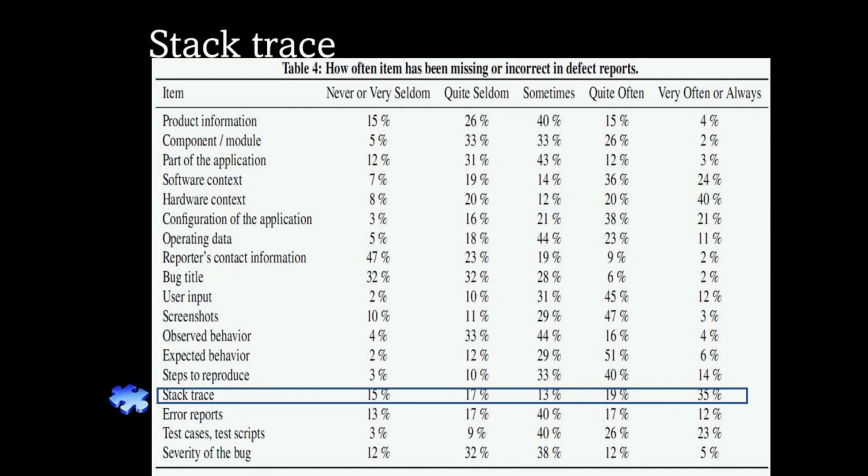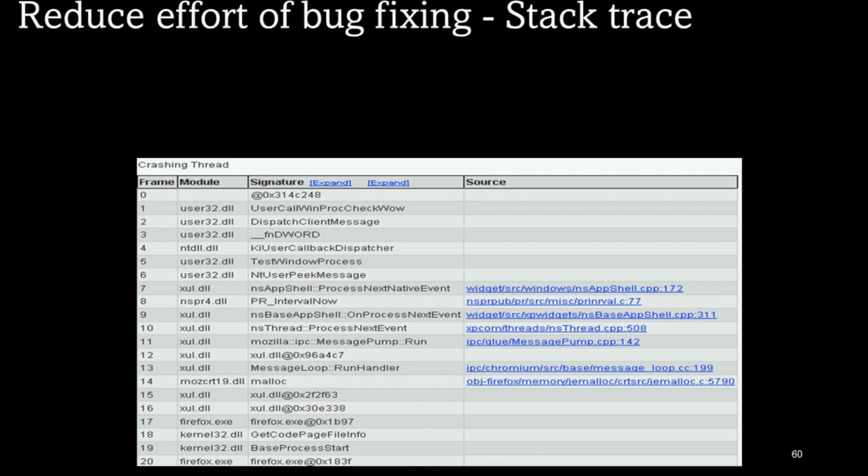Referring back to our previous research data on missing or incorrect defect reports, we now focus on stack traces. The data reveals that 54% of respondents reported that stack traces were often or more frequently missing. As shown on the screen, this information is automatically gathered by the crash reporter. The detailed stack trace provides a sequence of function calls leading to the crash, including information about modules, function signatures, and even links to specific lines in the source code.